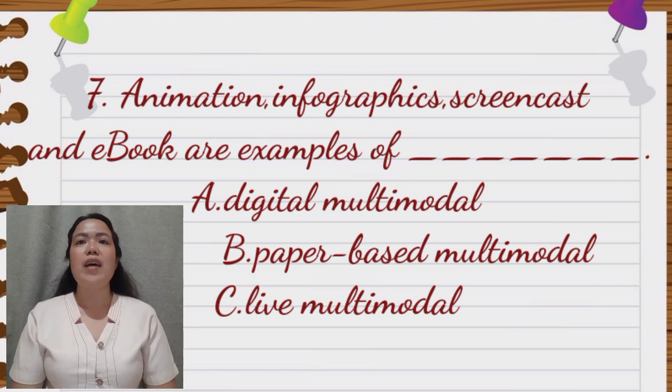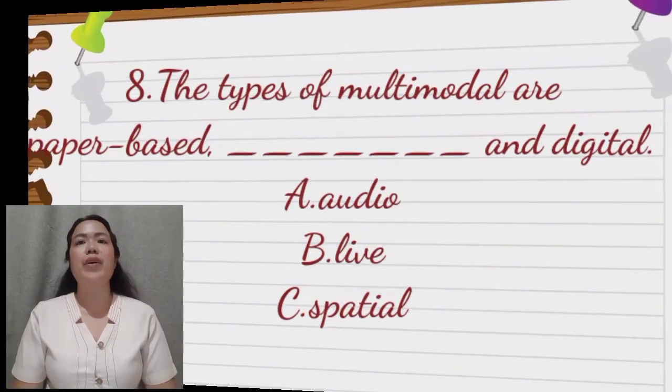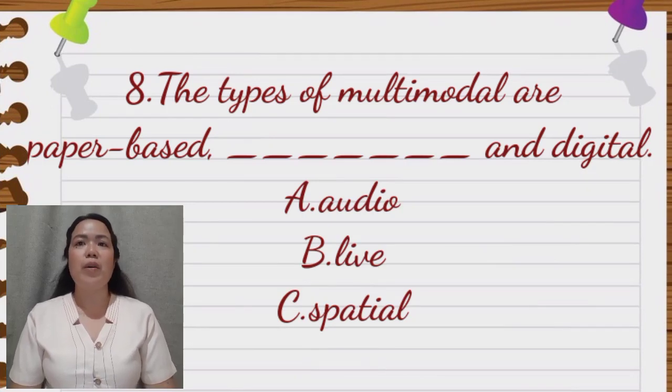Number 7. Animation, infographics, screencasts, and ebook are examples of blank. A. Digital multimodal. B. Paper-based multimodal. C. Live multimodal. Number 8. The types of multimodal are paper-based, blank, and digital. A. Audio. B. Live. And C. Spatial.